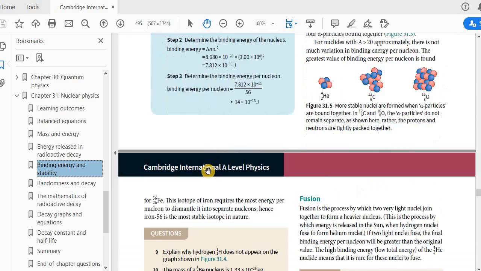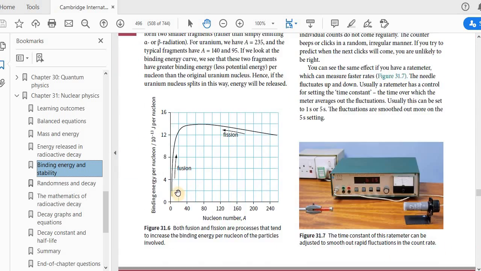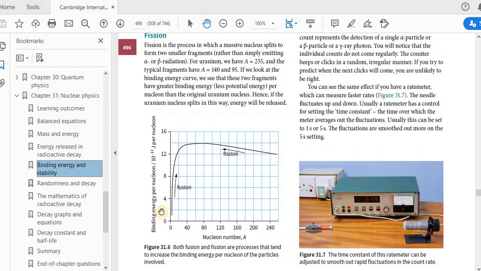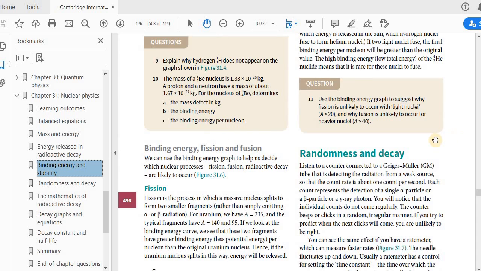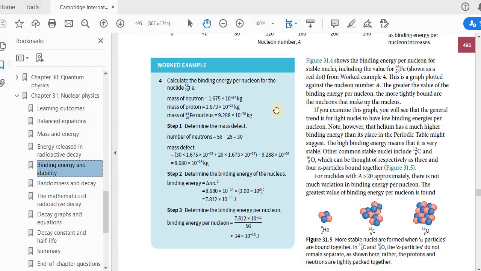What you can see here is shown in this graph. From elements starting from hydrogen all the way up to somewhere there, fusion occurs. But for the elements on this side of iron, fission occurs. So from here to here fusion, that way fission, and that is what is explained here. So we can go through some of these examples. I think it's easy to understand.